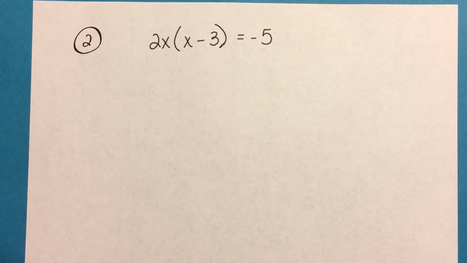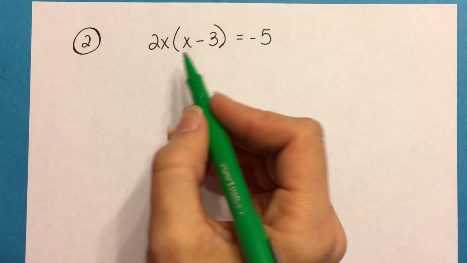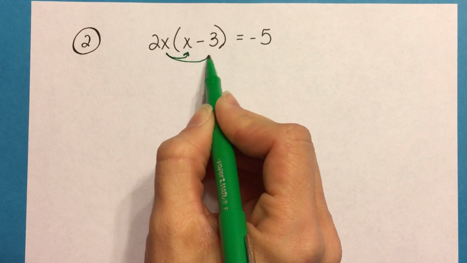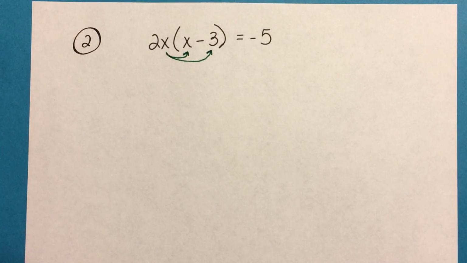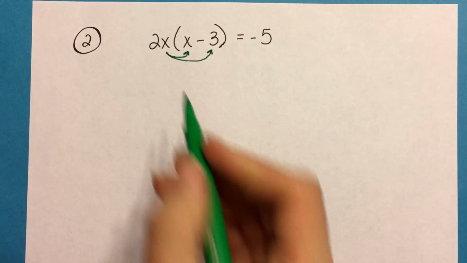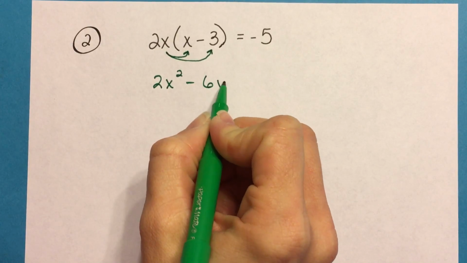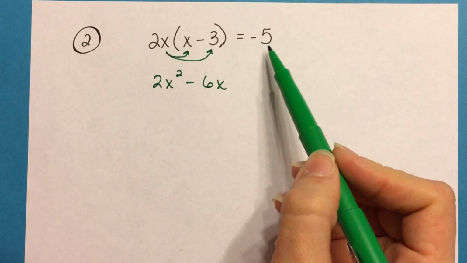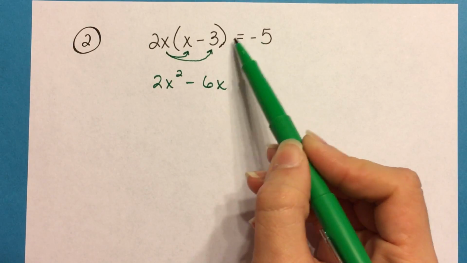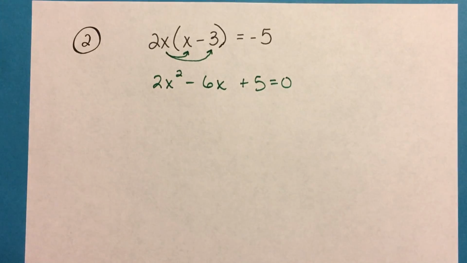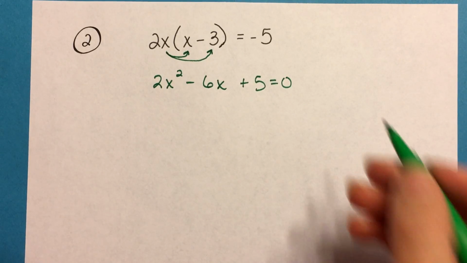Okay, on this one, you're going to, first of all, need to distribute the 2x. So that's going to give you 2x squared minus 6x. Now, in the same step, I'm going to go ahead and add the 5, because you are going to want this to be set equal to 0. Of course, it has to be in order to identify your A, B, and C.